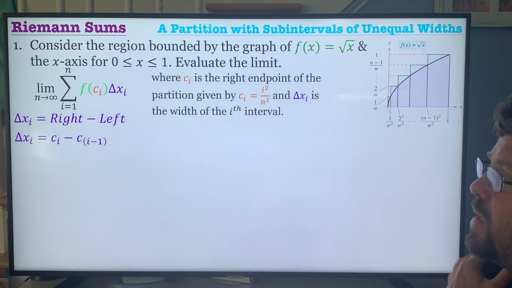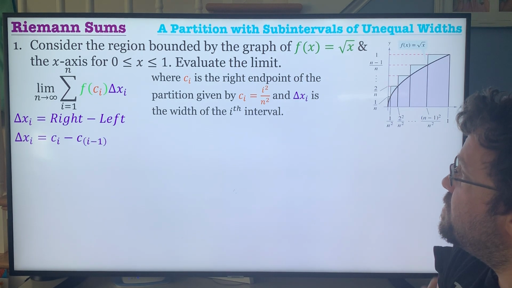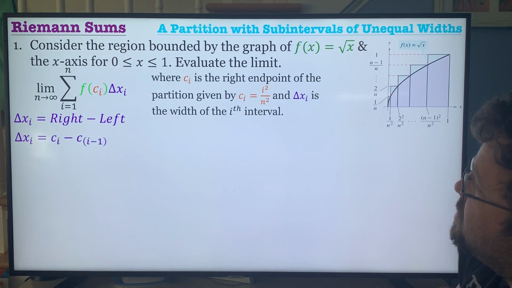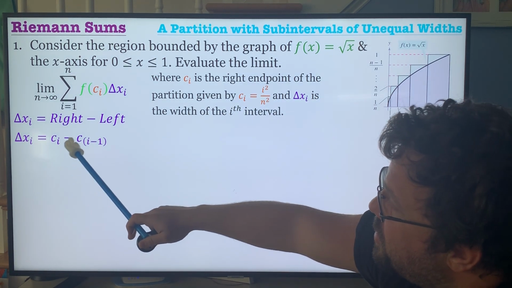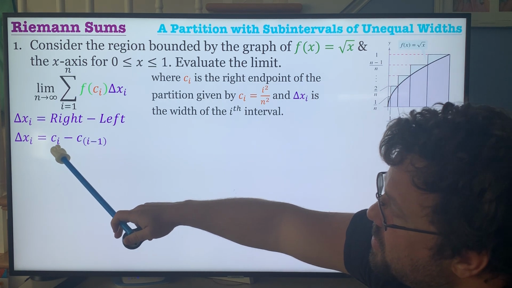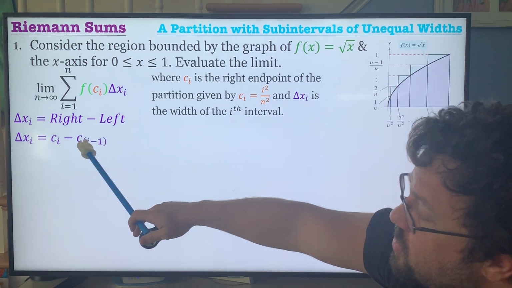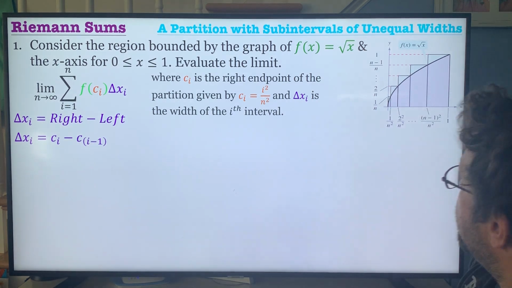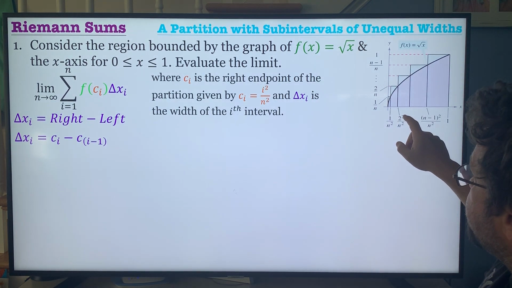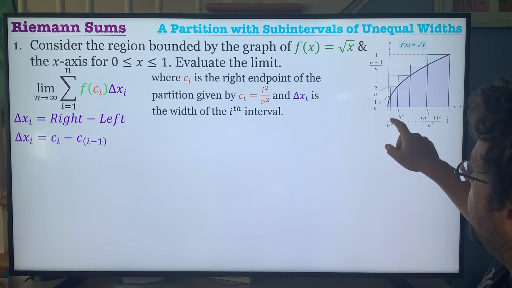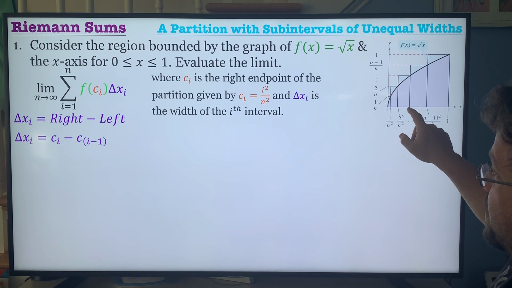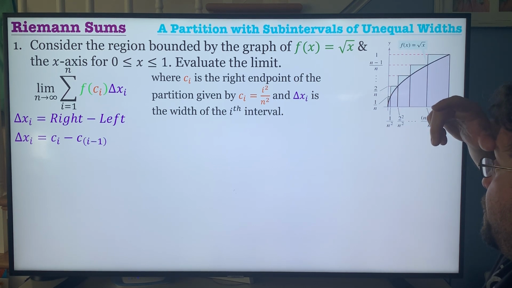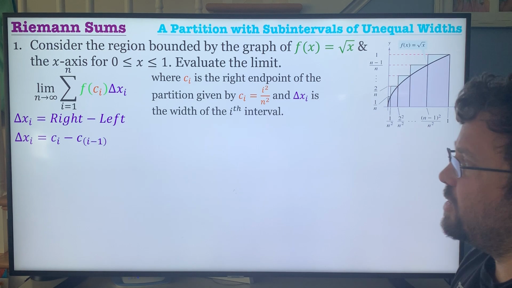The way you do that is you take your c i, because that's your right endpoint, and you subtract the endpoint right to the left of it. That's your left endpoint. So if this was c i, this would be c i minus 1. If this was c i, this would be c i minus 1. It's right minus left, right minus left, right minus left. Got it? A little tricky, but you'll get the hang of it.